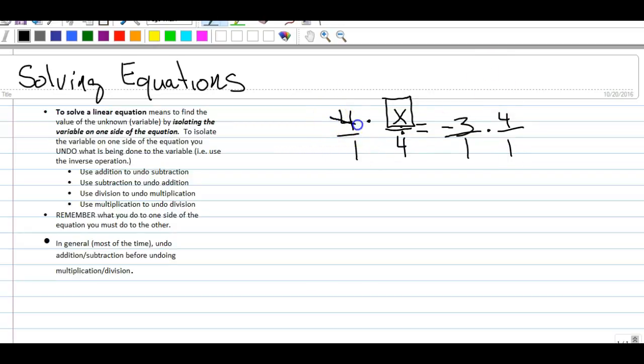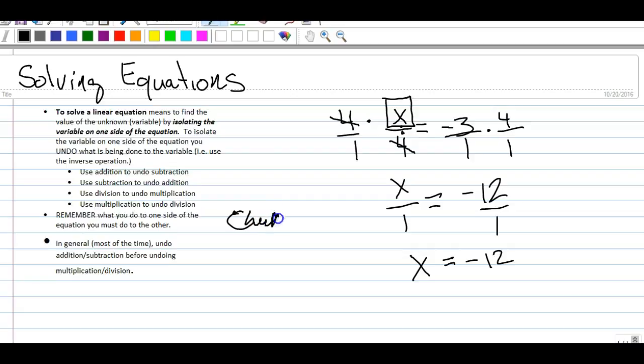Now what's going to happen here on the left side, the 4's are going to cancel out, and that gives you x divided by 1. And over here we have negative 3 times 4, which is negative 12 over 1. Of course, anything divided by 1 is itself, so x is equal to negative 12. Now, if I did this correctly, let's check it out.